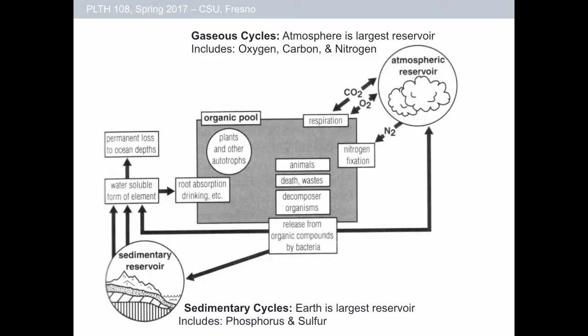If you are decomposed and you're something like sulfur that gets built into mineralistic type compounds before being integrated into a living organism again, you're part of a sedimentary cycle. So again, gaseous cycles, the atmosphere is a reservoir. Sedimentary cycles, the earth is the reservoir. And so basically these abiotic compounds just go back and forth between these. I'm not going to go into great gobs of detail on how each and every one does it. You can learn that on your own, or in a soils class.